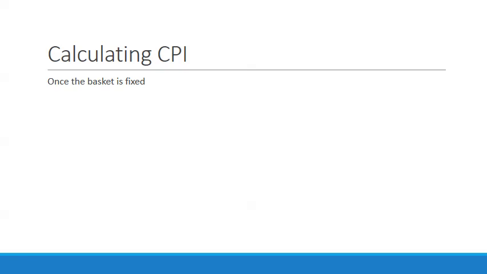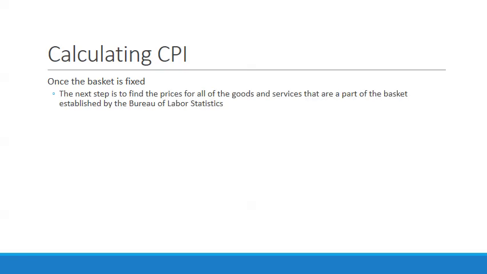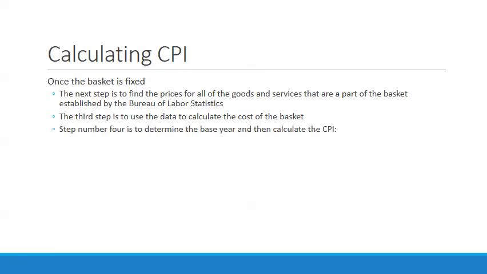So once the basket is fixed, the next step is to find the prices for all of these goods and services that are established by the basket that we're looking at. And then the third step is to use the data to calculate the cost. The fourth step will determine the base year and then calculate the CPI off that base year.